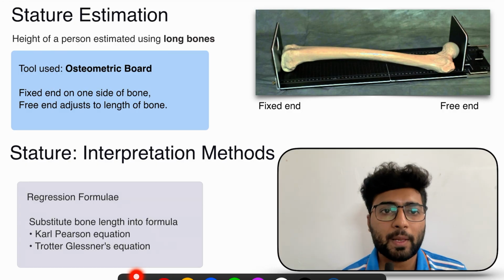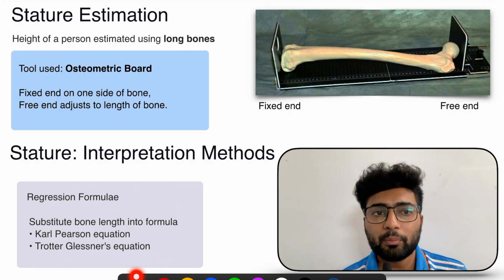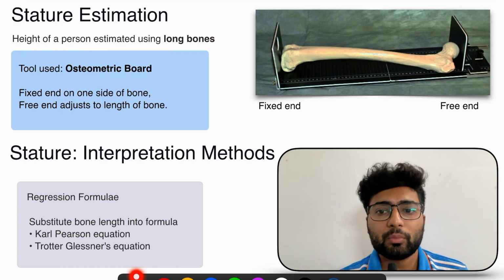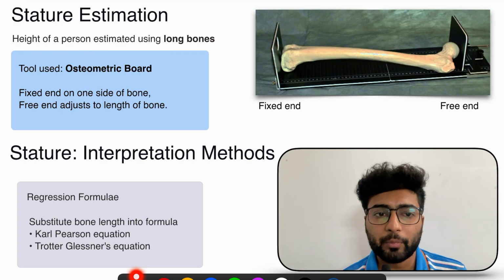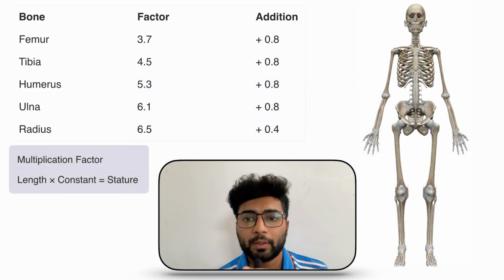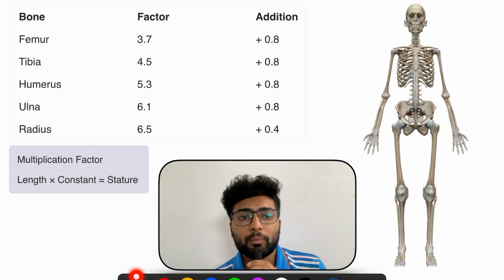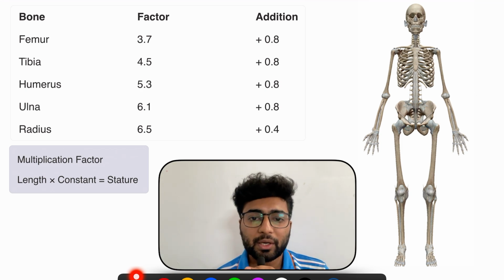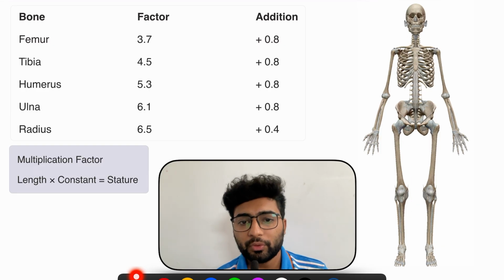When we substitute the length of the femur bone in this formula, we'll get the height of the individual, right? And the height of the individual is best estimated using long bones, and in long bones also the femur bone. Now there are also some multiplication factors, a constant for each bone. So if we get the length of that bone from the osteometric board, we just multiply by that constant, then we'll get the entire height of the person who is dead, right?